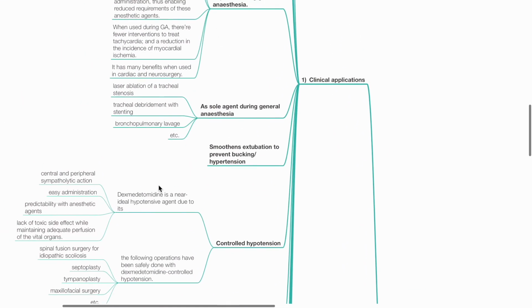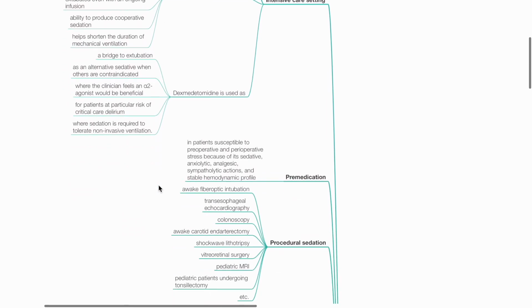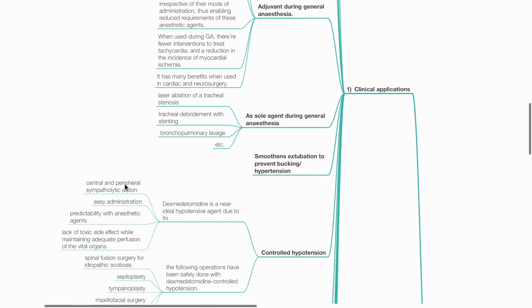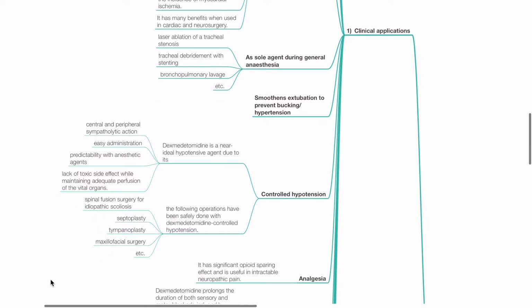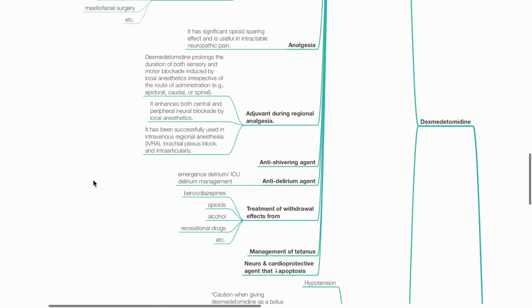Dexmedetomidine. Clinical applications include as a sedative agent in the ICU setting, for pre-medication, for procedural sedation, as an adjuvant during general anesthesia, as a sole agent during general anesthesia, smoothens extubation to prevent bucking or hypertension, for controlled hypotension, as an analgesic, as an adjuvant during regional anesthesia, as an anti-shivering agent, anti-delirium agent, treatment of withdrawal effects from benzodiazepines, opioids, alcohol, or recreational drugs, management of tetanus, and as a neuro or cardioprotective agent that reduces apoptosis.